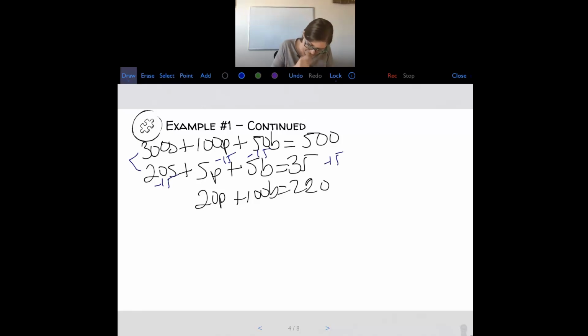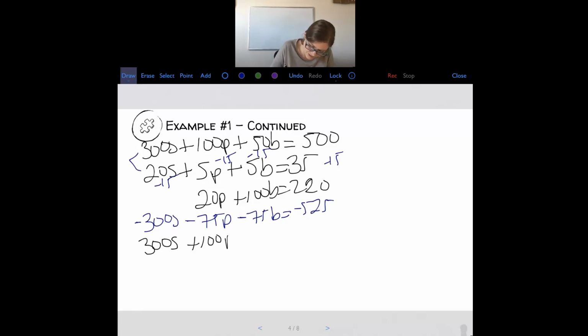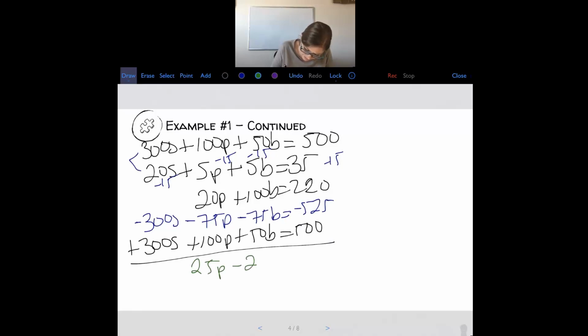Okay, so for this equation, multiplying by negative 15, this gives us negative 300S minus 75P minus 75B is equal to negative 525. And then we're working with our top equation, which was 300S plus 100P plus 50B is equal to 500. So we add these together, and we would get 25P minus 25B is equal to negative 25.